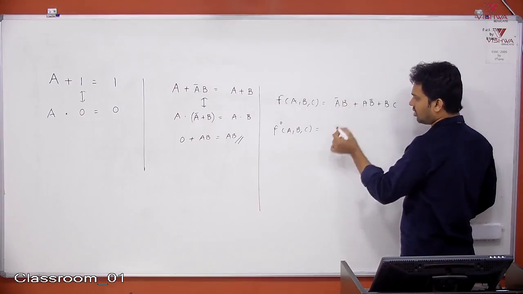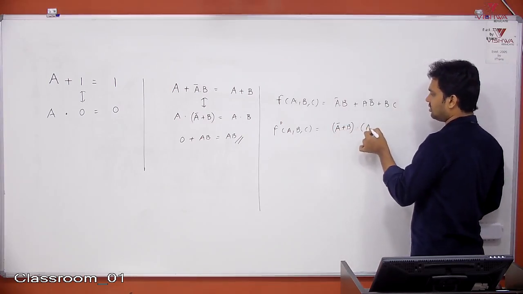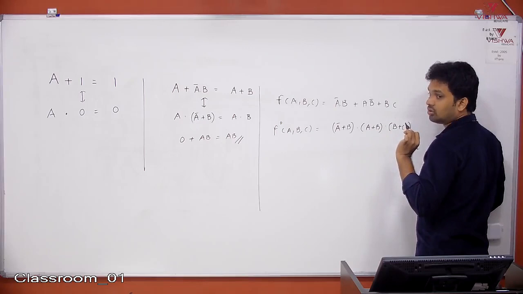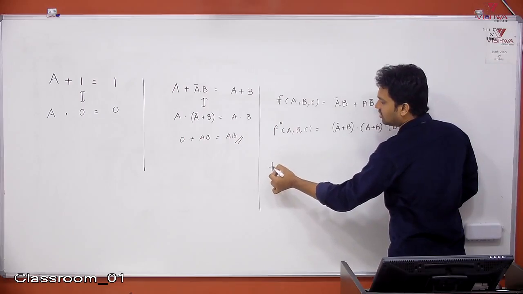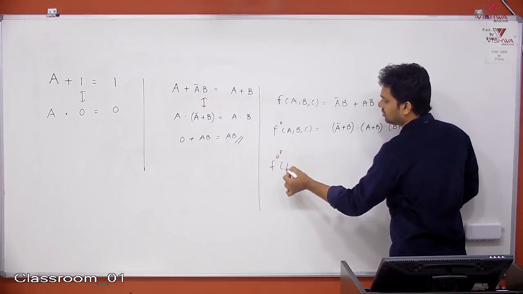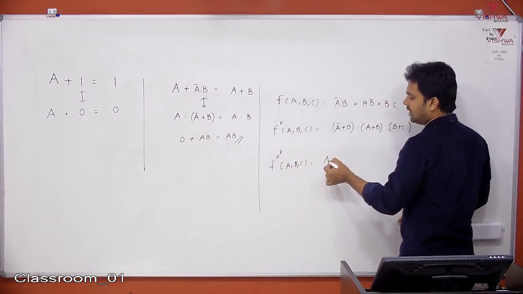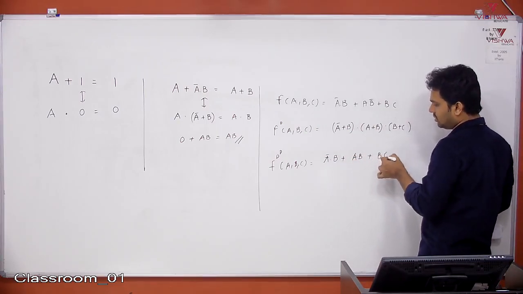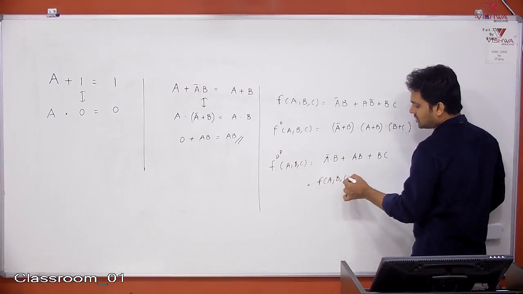Here if you have dot, take plus. If you have plus, take dot. This is called dual. For understanding, dual is represented with D. Take one more D. Let me apply dual to the dual again. What will we get? A bar into B plus A into B plus B into C. It is the same as the original function f of ABC.